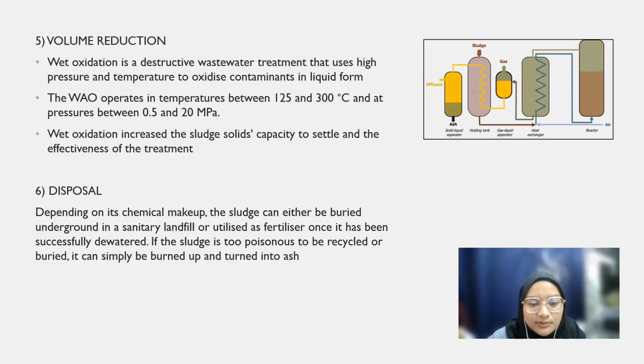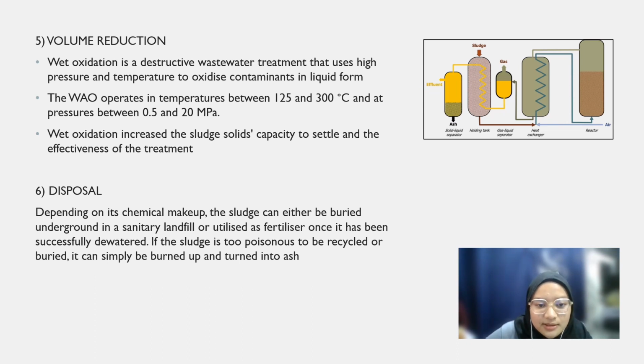Next is the volume reduction process. The process used, wet oxidation, is a wastewater treatment that uses high pressure and temperature to oxidize contaminants in liquid form. WAO operates at temperatures between 150 and 300 degrees Celsius and at pressure between 0.5 and 20 megapascal. The wet oxidation increases the sludge solid capacity to settle and the effectiveness of the treatment.